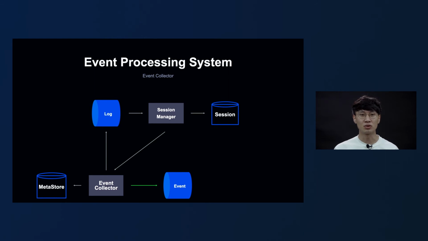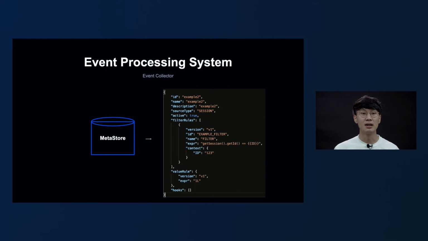If the rule defined in the metastore was used to judge an event, the data used for the judging process is used to create the event, and the event is pushed to the event stream. This is the metadata of an event. Similarly, validation check and value can be created using the filter rule and value rule.